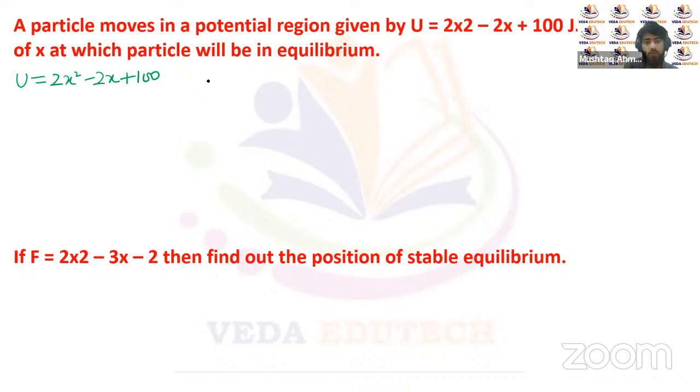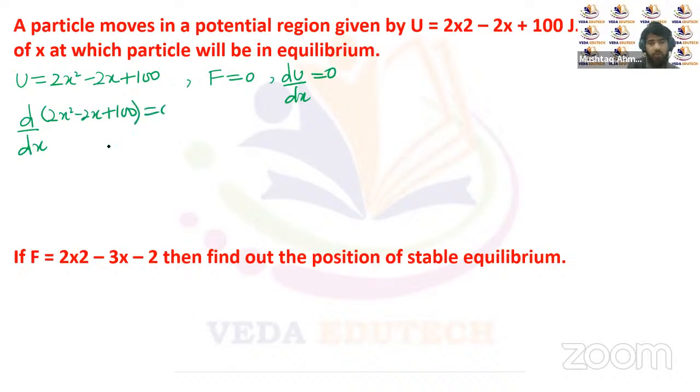Now, for equilibrium position, F should be equal to 0, or we can say dU over dx should be equal to 0, right? Let's take the derivative of this potential energy, d upon dx of 2x square minus 2x plus 100, that should be equal to 0. Taking the derivative, it should be 4x minus 2 equal to 0, or x should be equal to 2 upon 4, that will be equal to 0.5. This is the position at which the net force acting on the body is 0, right? So at x equal to 1 by 2, the net force acting on the body is 0.